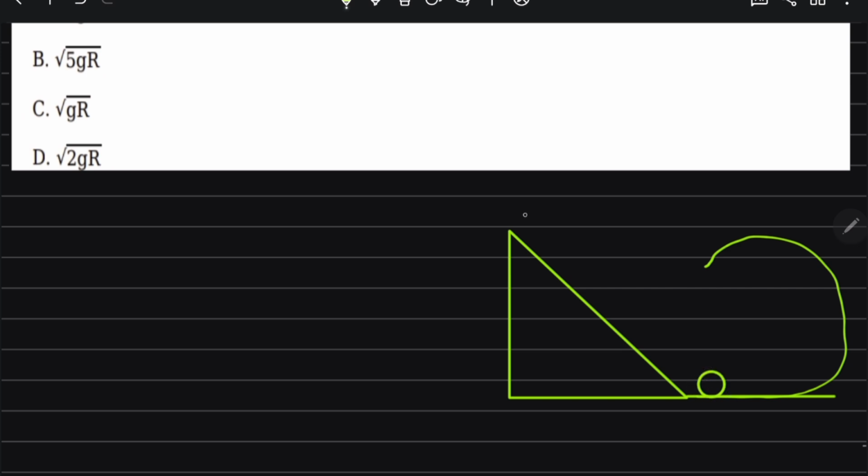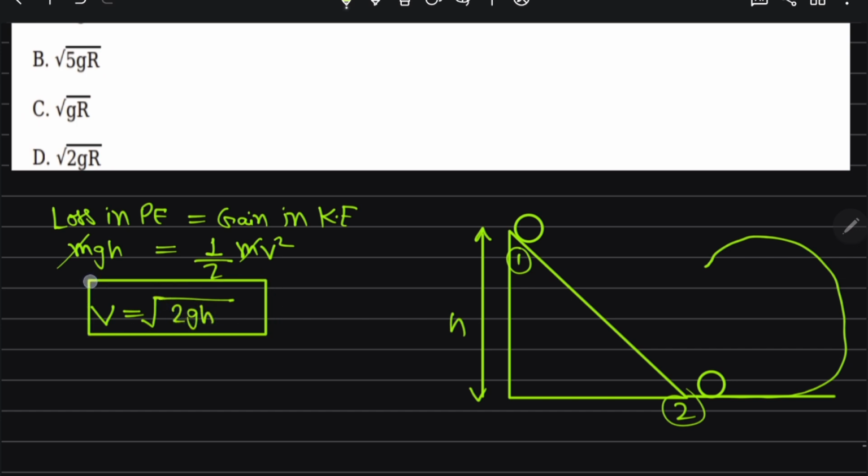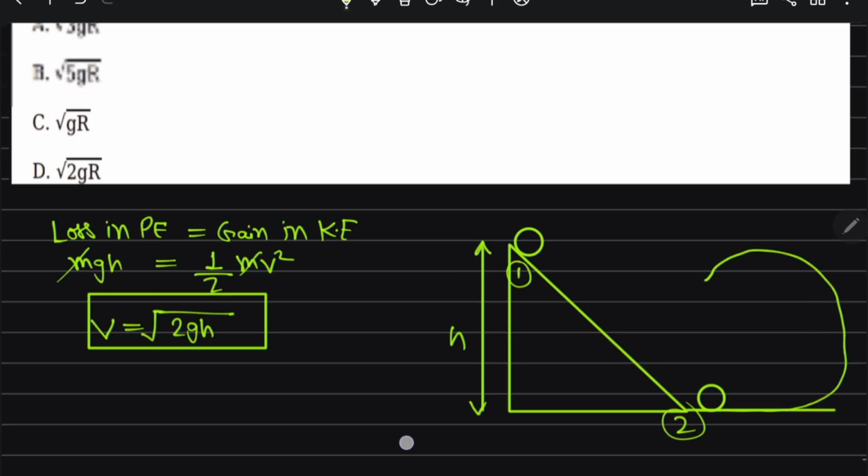At this point, what is the velocity? If the body is falling from this, it has a height of h. So just apply conservation of energy at the first point and second point. Loss in potential energy mgh is equal to gain in kinetic energy half m v square. M cancels with m, so v comes out to be under root 2gh.